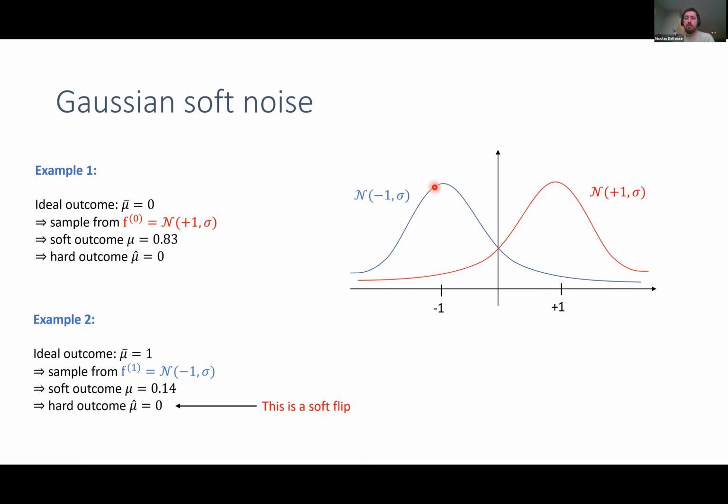A second example with a soft flip is when we start from a -1 ideal outcome. We sample from the blue distribution, and there is a small probability that we get something like 0.14, which is on the positive side, and which is going to be mapped on a trivial hard outcome because it's more likely to come from the red distribution. So there was a flip within the sampling of this Gaussian distribution.